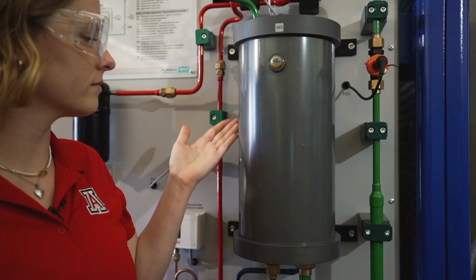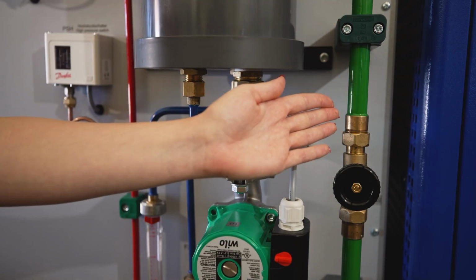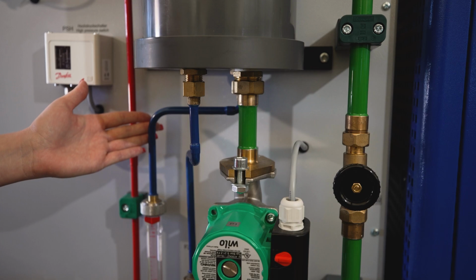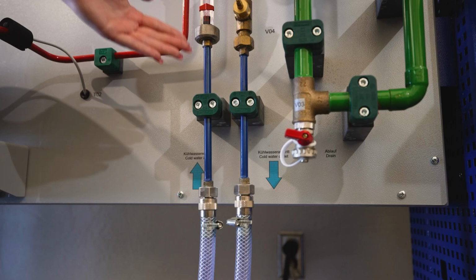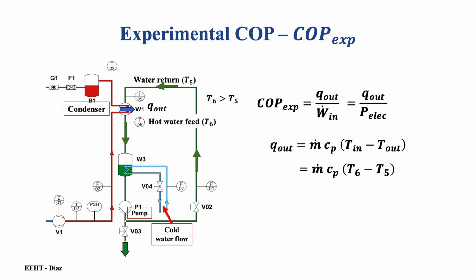Once the water has absorbed thermal energy or heat from the heat pump's condenser, it enters a second heat exchanger. Within this tank, the hot water that runs through the green pipes exchanges heat with cold water that comes from the building's HVAC system. This cold water runs through the blue pipes. Knowledge of the volumetric flow and the inlet and outlet hot water temperatures running through the green line will allow the students to calculate the experimental COP.